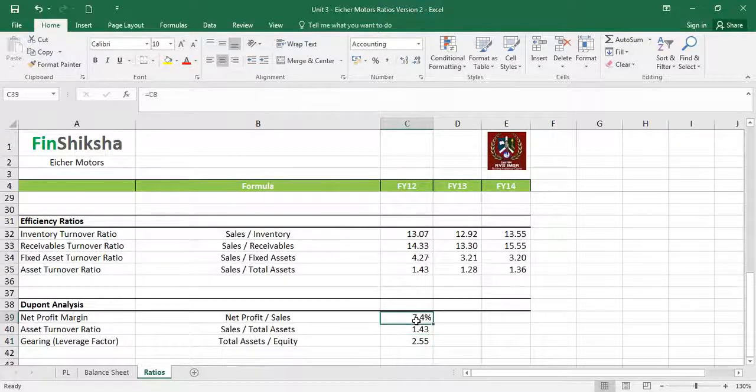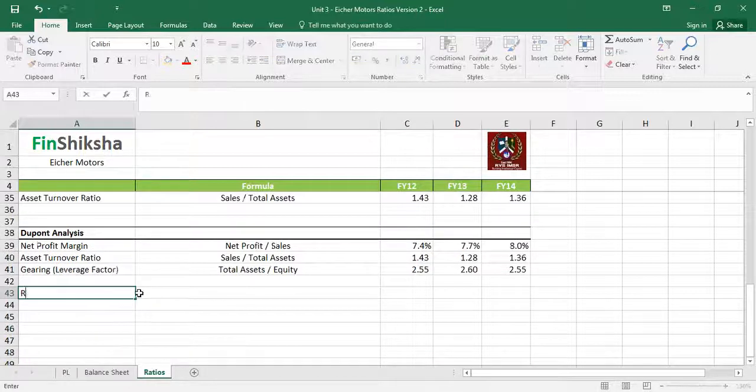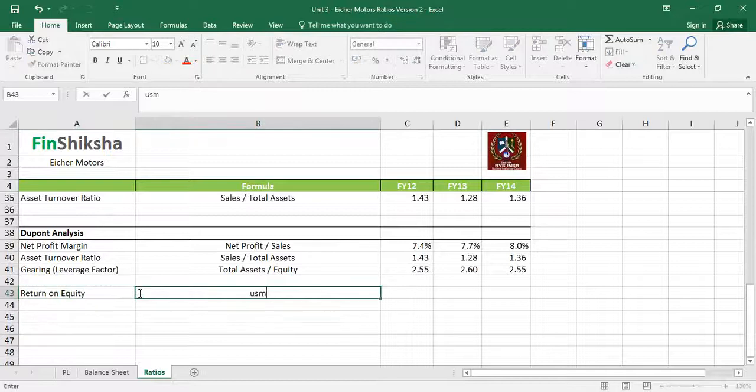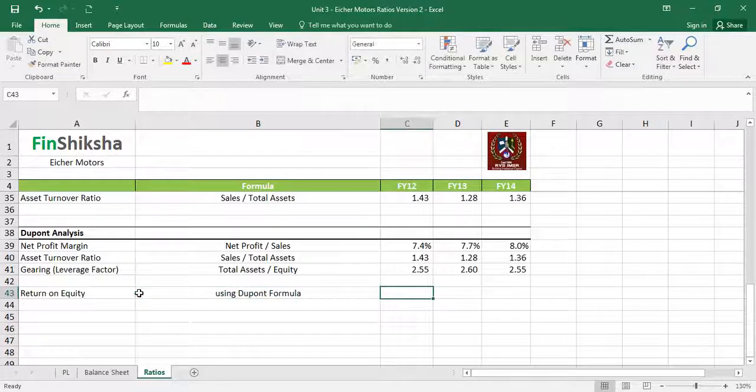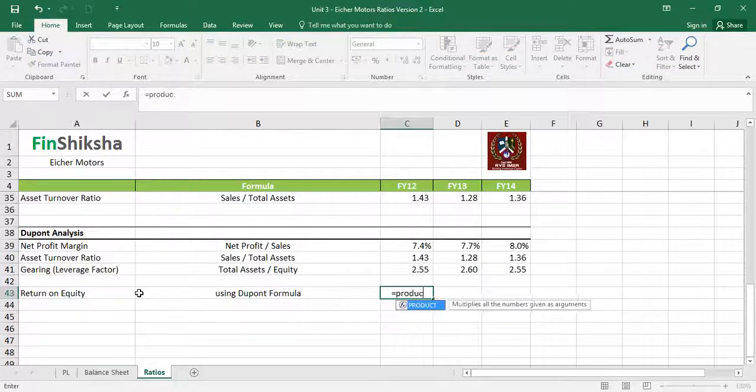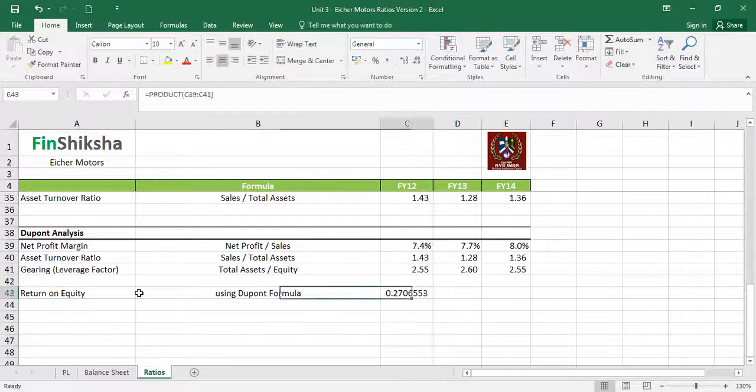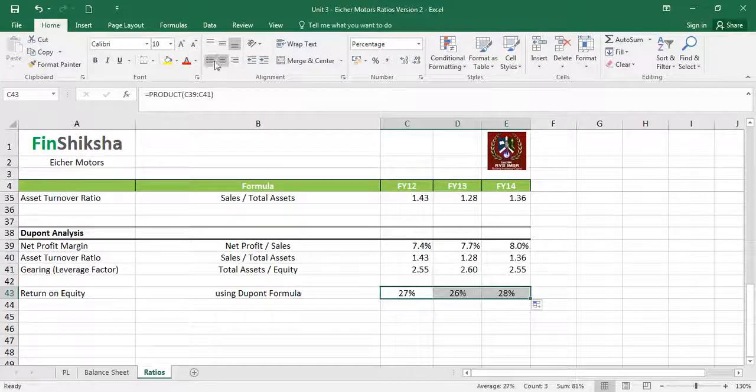Let's reformat this. Let's drag all of these on the right side. Let's try and calculate return on equity using the Dupont formula, right? And that Dupont formula will be a multiplication of these three. So that's the product of these three numbers, right? That's, if you remember what we had calculated, the product of these three numbers. Convert this to percentages, drag it on the right side. Let's add a decimal point as well.